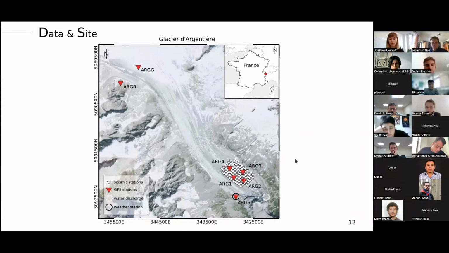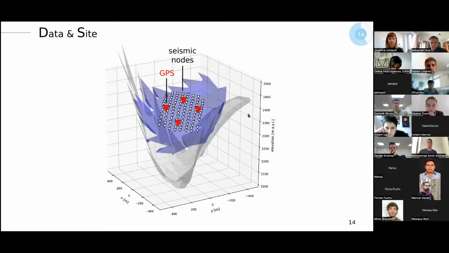And in our project, we focus on that very area close to the glacier tongue, as there was the seismic array, and we want to use the seismic data as features for our machine learning model and predict displacement at the ice surface. So here you can see that in 3D. We have in gray the bedrock of that portion of Argentière Glacier. We have in blue the ice surface, and then the seismic nodes and the GPS stations.